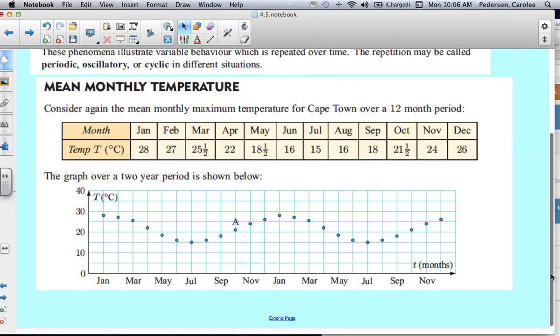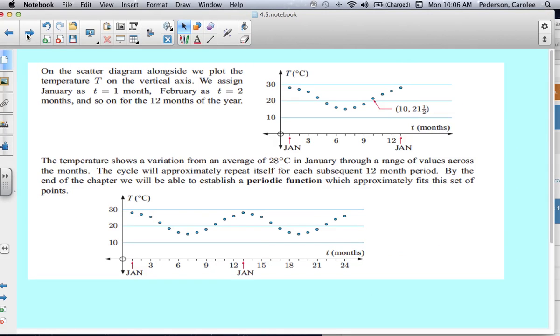So here's just a quick example. Let's say that Cape Town, Africa, these are the temperatures in a 12-month period. If they go out and graph those, does that look like a sine or cosine function? Yep. Then they organized it. 1 month represents January, 2 months represents February, and they just graphed it as such.